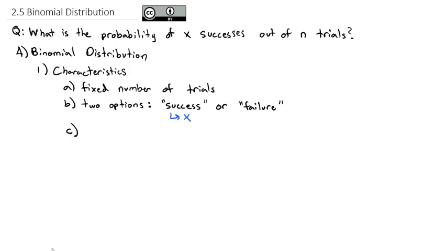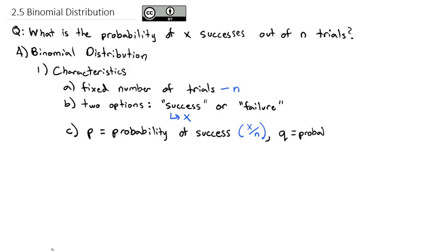With those two options of success and failure, we'll often talk about p, which is equal to the probability of a success. And if x is the number of successes, and we'll use n for the number of trials, x divided by n would be the probability of that success. Then we also have this letter q, which is the probability of failure, the opposite. And since there's only two options, success and failure, we can quickly calculate q to be equal to 1 minus the probability of a success. It's the complement.